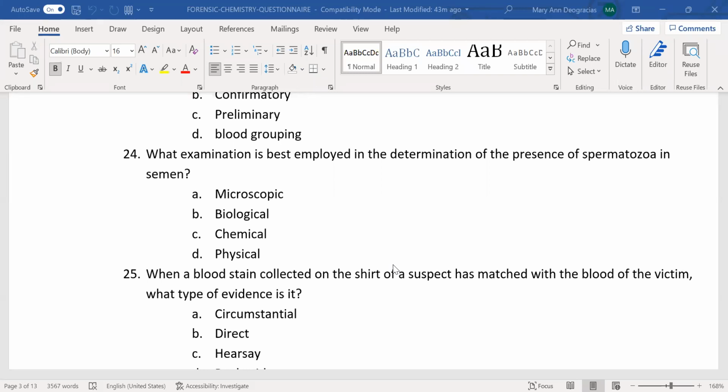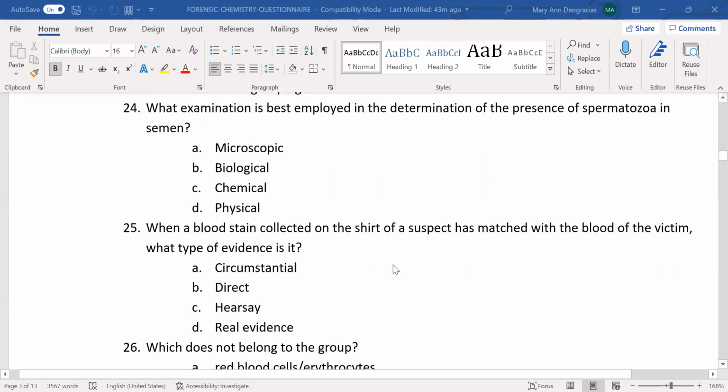Number 25. So, when a blood stain collected on the shirt of a suspect has matched with the blood of the victim, what type of evidence is it? Okay, yung blood stain nandoon sa shirt ni suspect. And they match with the blood of the victim. What type of evidence is it?